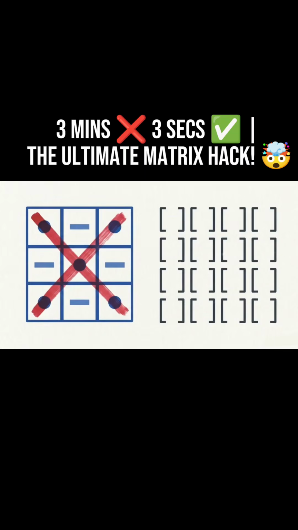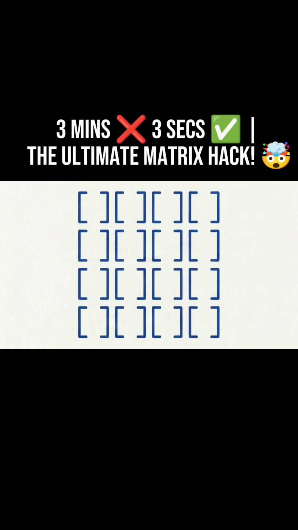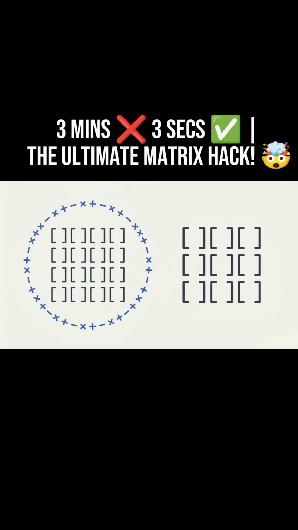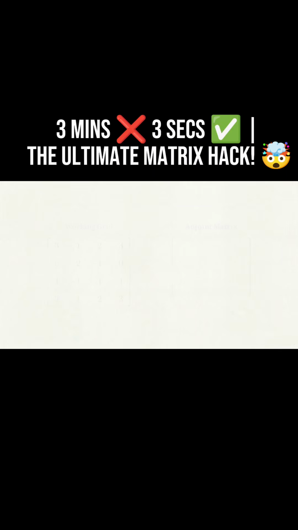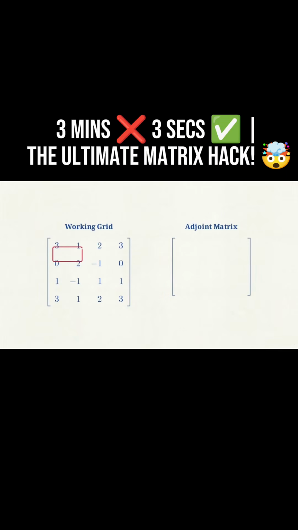By translating the numbers spatially, we have completely bypassed the confusing checkerboard sign convention and eliminated the need to transpose the matrix later. This new 4x4 grid is perfectly arranged to let us calculate the final adjoint matrix using only basic arithmetic. Look at the top left 2x2 square of your new grid.